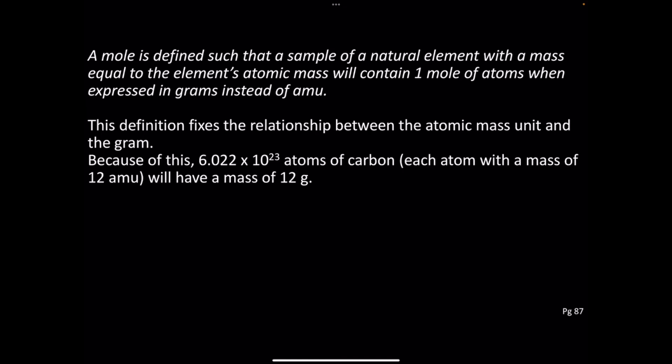Because of that, 6.022 times 10 to the 23rd atoms of carbon, each with a mass of 12 atomic mass units, so this is specifically carbon-12, it should be noted, will have a mass of 12 grams. If we look at carbon as it's represented in nature, that's where the 12.01 grams comes into play. Essentially, 6.022 times 10 to the 23rd atomic mass units is equal to 1 gram. So Avogadro's number of atomic mass units equals 1 gram.